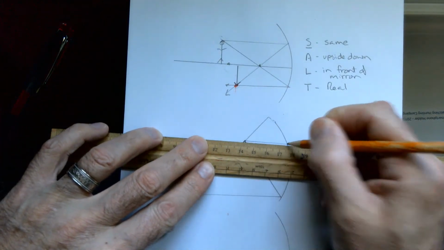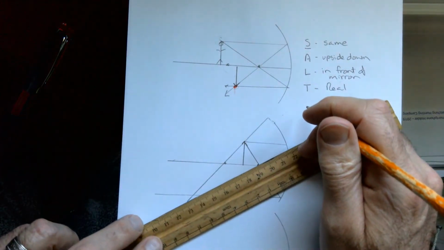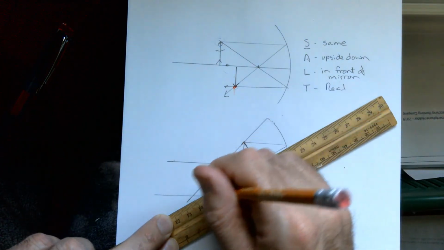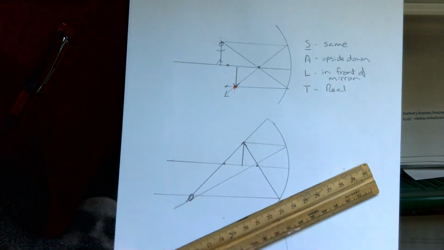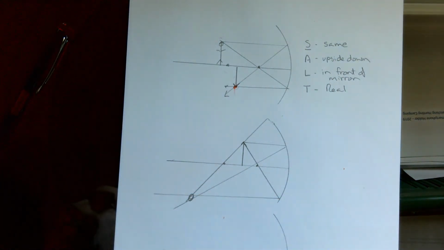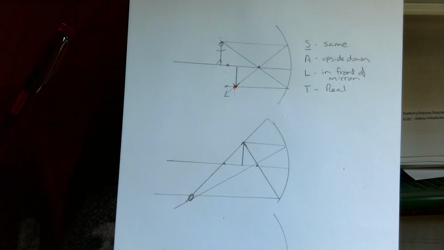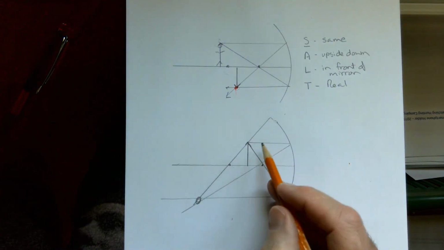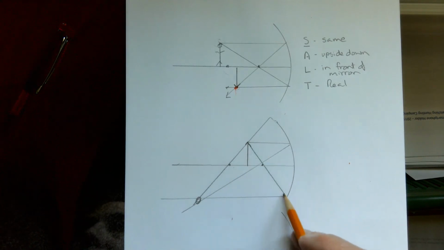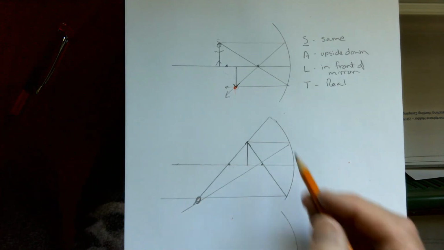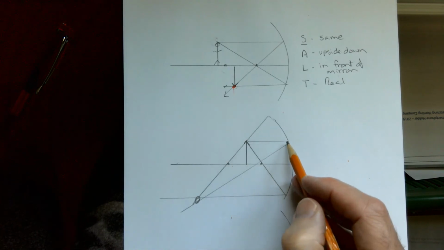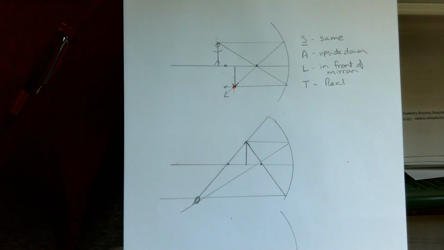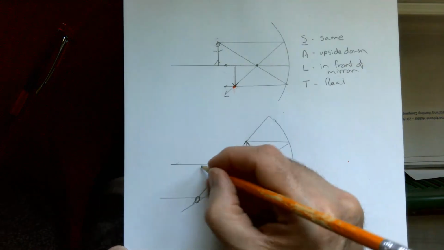Now I only need 2. Now, all 3 are crossing right there. Remember, you only need 2. I use the top of the head through center of curvature rule. I use the top of the head through the focal point, hits the mirror and comes straight back rule. And I use the parallel to the principal axis and through the focal point rule. You might have to watch the video several times to get this.